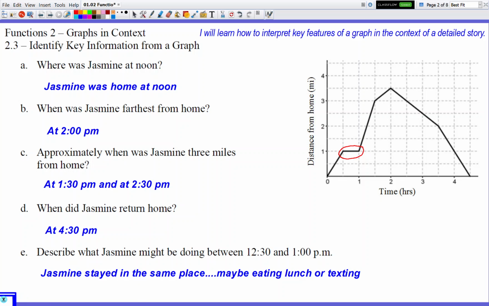So Jasmine stayed in the same place. Yeah, that's kind of like what we said. And maybe she's eating, or yeah, she could be texting on her phone. Yeah, because kids nowadays, they like to text. Okay. All right, so let's go on to the next problem.